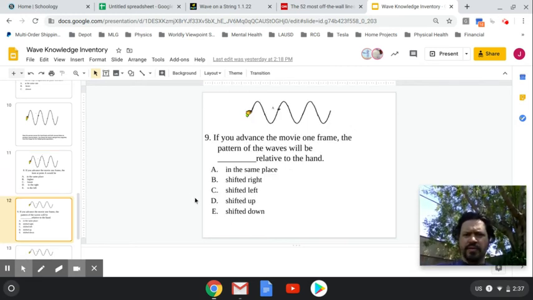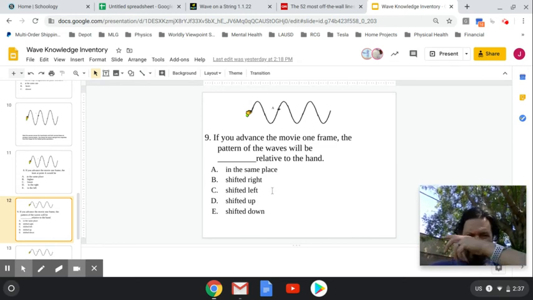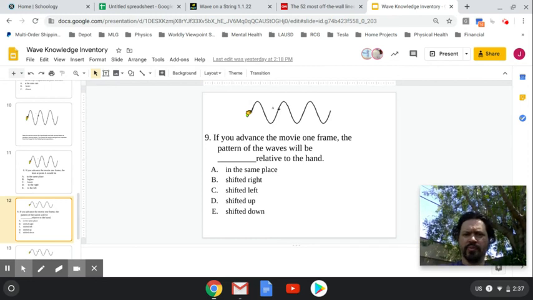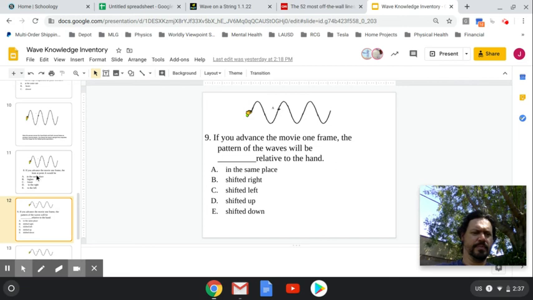Okay, number 9. The pattern of waves will be what? Relative to the hand, the pattern is going to move to the right. It's going to shift over to the right.